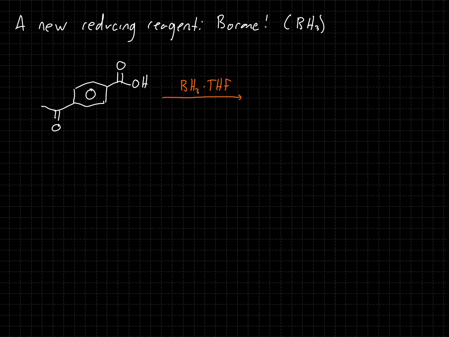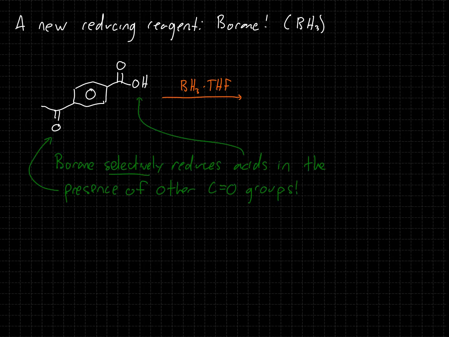If we take a compound like this that contains both a carboxylic acid as well as some other carbonyl derivatives like ketones or aldehydes and treat it with a solution of BH3 and THF, we're going to selectively reduce the carboxylic acid in the presence of other carbonyl groups. So in this case, we will get a primary alcohol from the carboxylic acid without reducing the carbonyl group of the ketone as well. This is useful because it means that we do not have to use a protection-deprotection strategy in the presence of ketones or aldehydes.